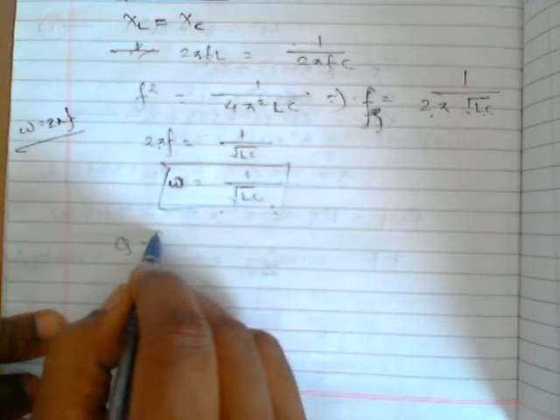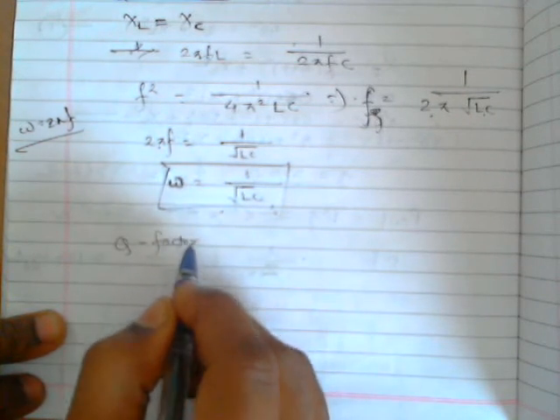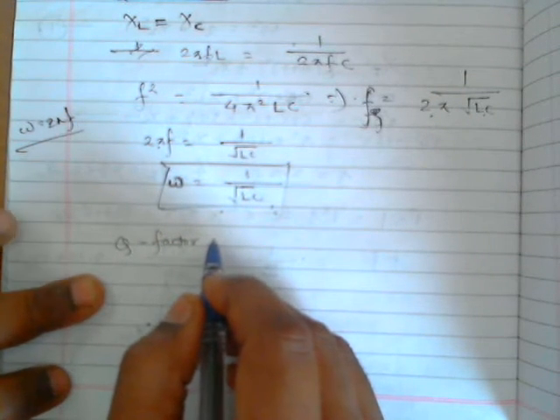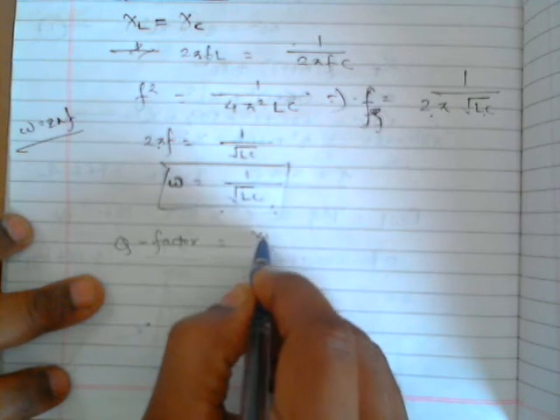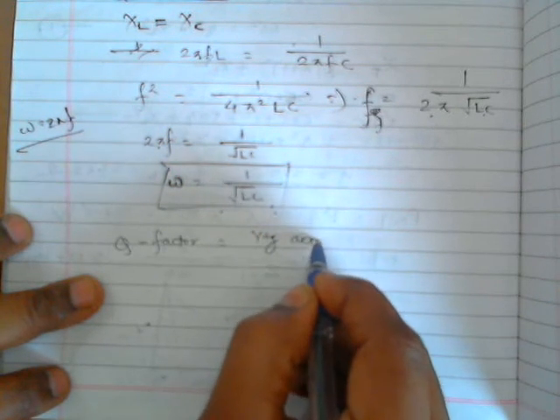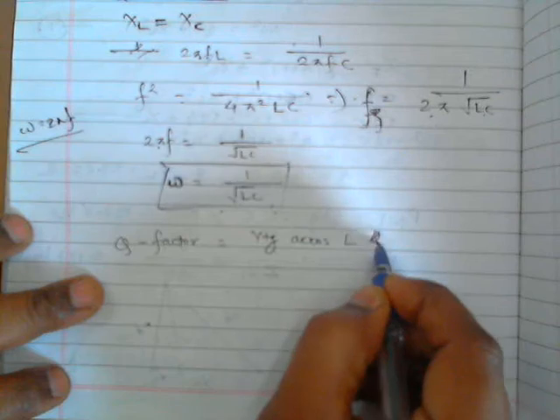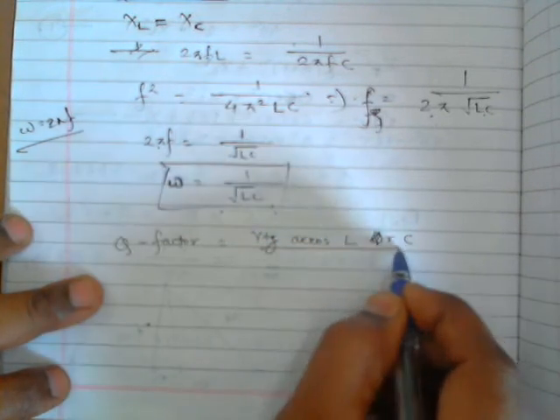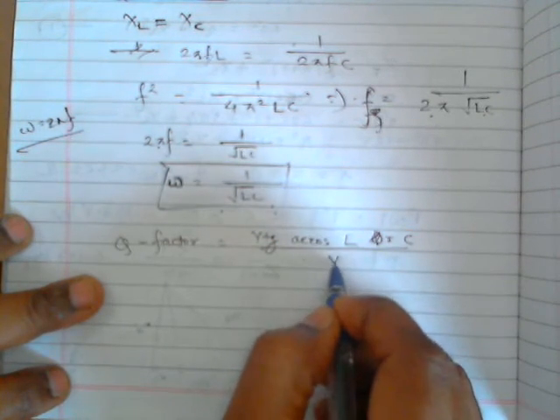There are several formulas. I will just cover them in short, fast. Q factor, quality factor. Quality factor means the voltage across that inductor or capacitor during resonance divided by the net voltage.